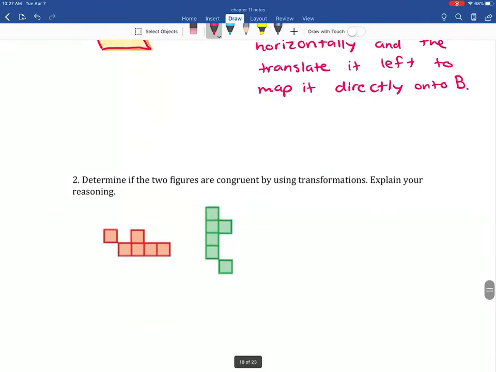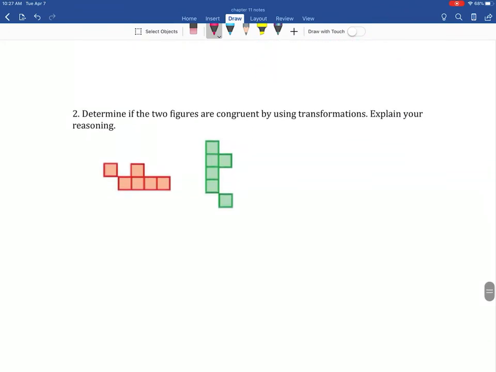Let's try another one. Determine if the two figures are congruent by using transformations. Explain your reasoning. Okay, so is there a way that I can move the red figure to map directly onto the green figure? Well, I'm going to take note of a couple things. First, they both have this piece hanging off kind of on its own. Then it has another piece that's sticking out.